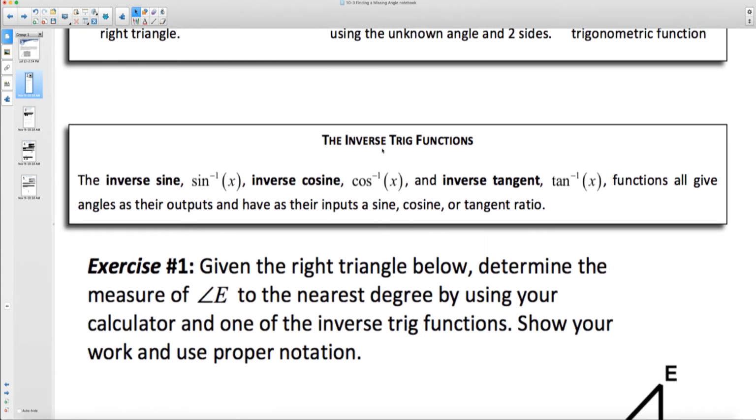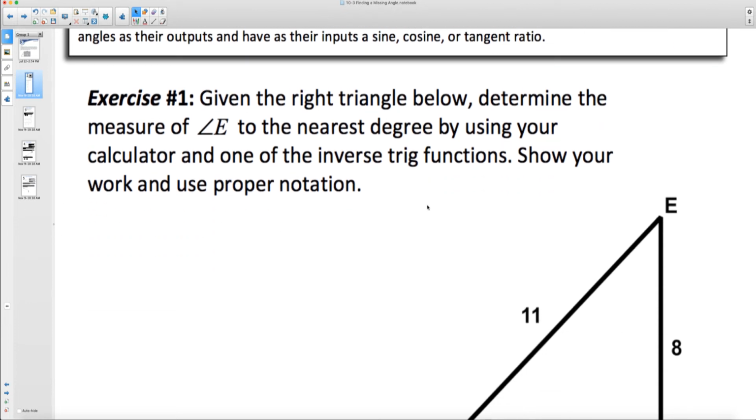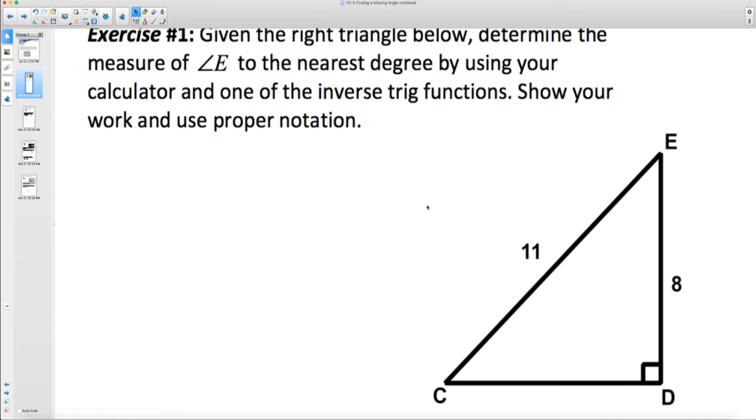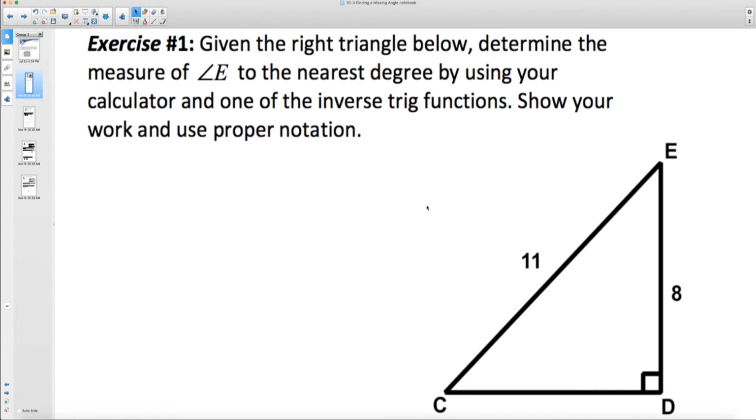So here's what inverse trig functions look like. It's sine to the negative first. That means the inverse of sine, the inverse of cosine, and the inverse of tangent. That will allow us to solve for the angles, and I'll explain that in a moment. So here we have right triangle CDE, and we want to determine the measure of angle E to the nearest degree. So I'm going to put a variable there. I'll put an x.